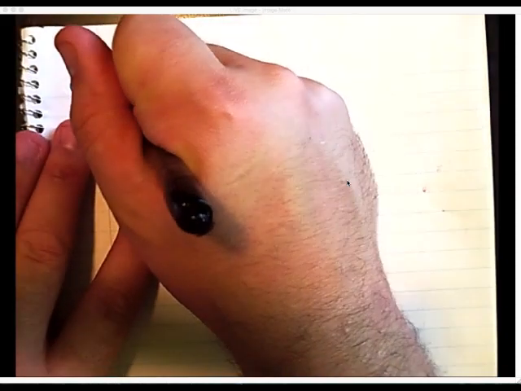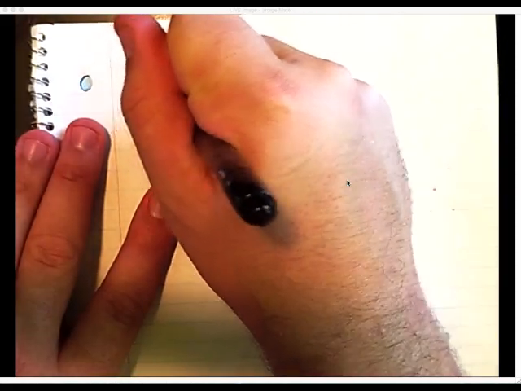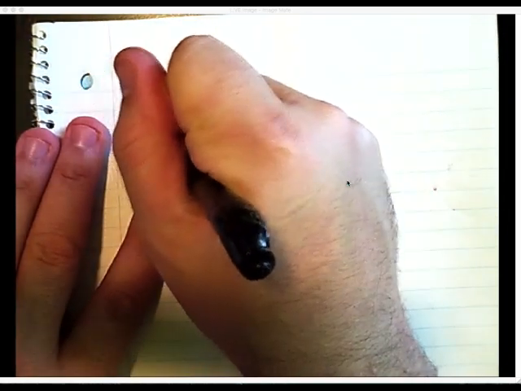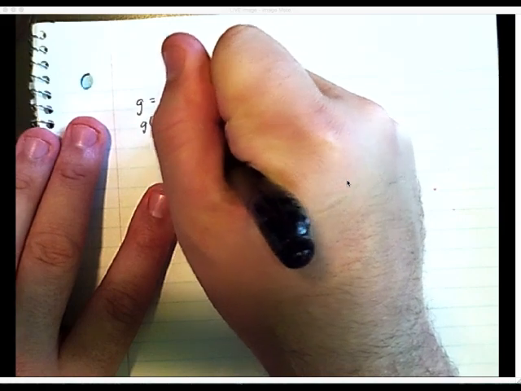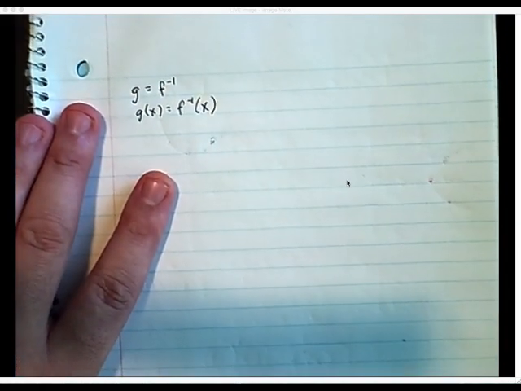Okay. So let's write down the important pieces of information. So here I know that g is the inverse to f. Okay, so I could also write that as g of x equals f inverse of x. And that's how we write f inverse. Okay, no big deal there.